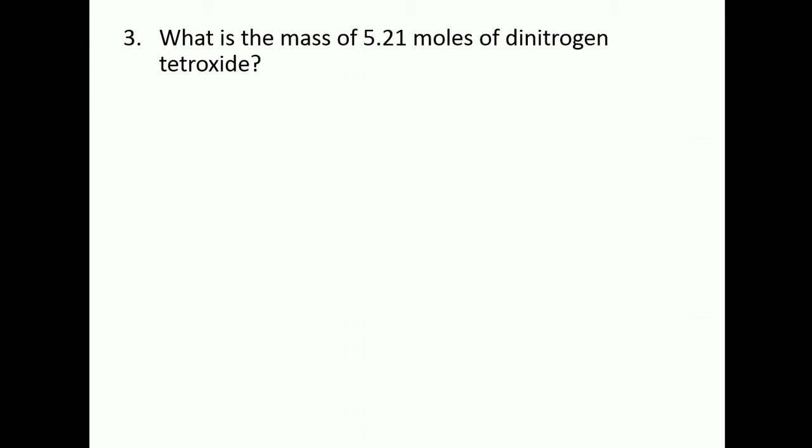At this point, we'll take a look at problem 3. What is the mass of 5.21 moles of dinitrogen tetroxide? I'd encourage you to pause the video at this point and go ahead and try this one on your own. And when everybody's finished, you guys can start it up again and we'll see how everybody did.